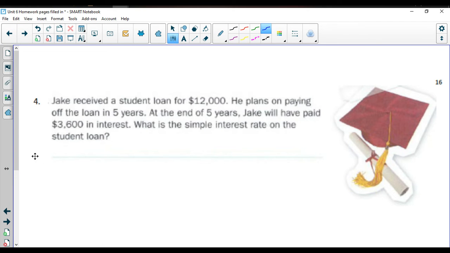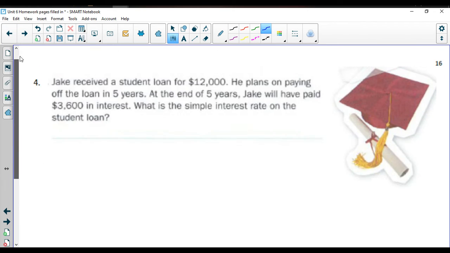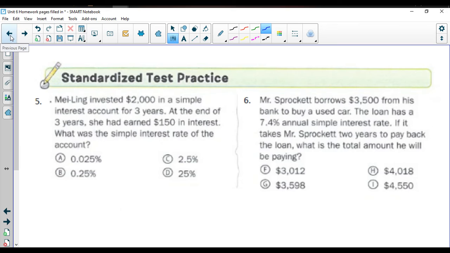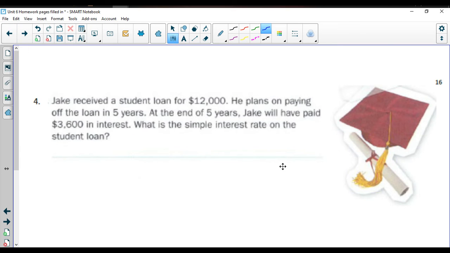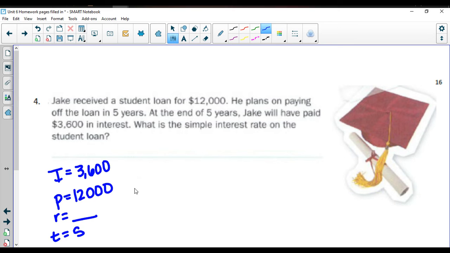So final question, I believe here. Yes, question number 4 is it. Oh, nope, there's 2 more. Jake received a student loan for $12,000. He plans on paying off the loan in 5 years. At the end of 5 years, he will have paid $3,600 in interest. His principal is $12,000. We're trying to figure out his rate, and we know that the time was 5 years.